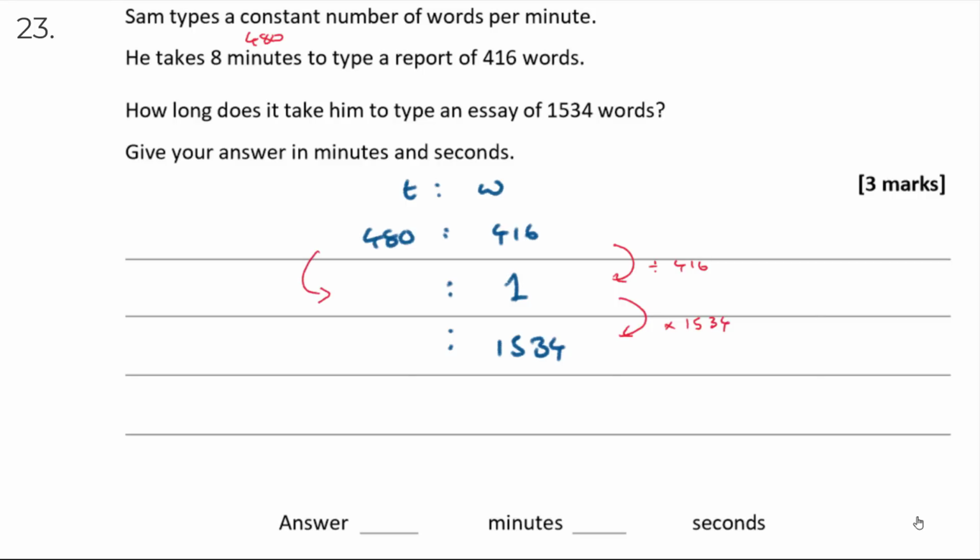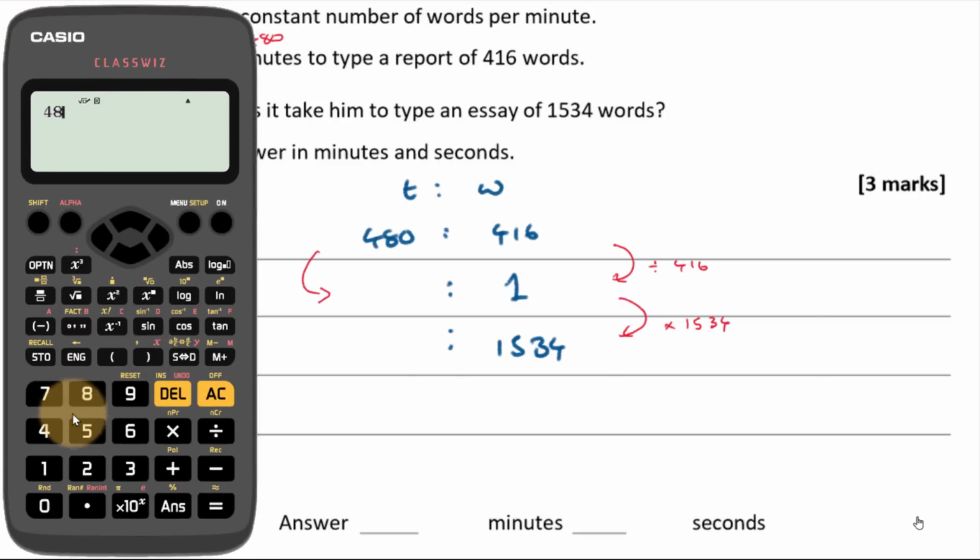If I do the same thing this side, 480 divided by 416 comes out to be 15 over 13. I might just write it down as 15 over 13 because it'd be quicker. So 15 over 13, and then multiply that by 1,534. I get 1,770. So that means it takes 1,770 seconds to type that amount of words. Now, what's that in minutes and seconds?